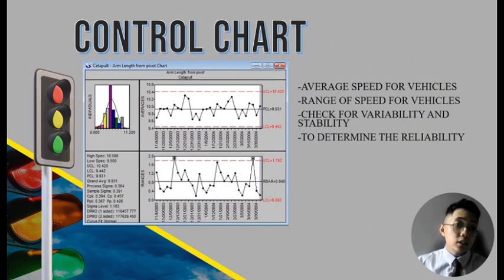Okay, first of all, what is a control chart? A control chart consists of two charts, which are the X bar chart and the R chart. Both charts will be used to find the average speed for vehicles and the range of speed for vehicles, and they will be used to check for variability and stability of our data. And lastly, they will be used to determine the reliability of the data that we collected for this project.